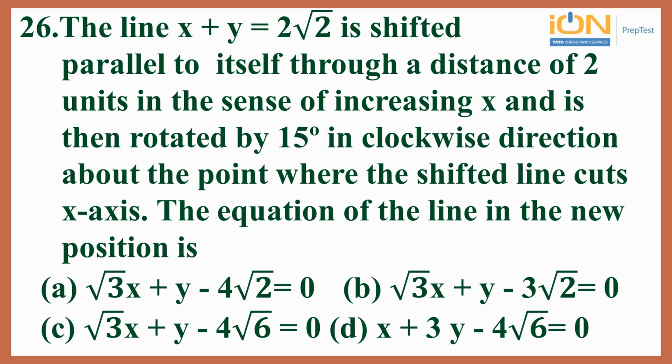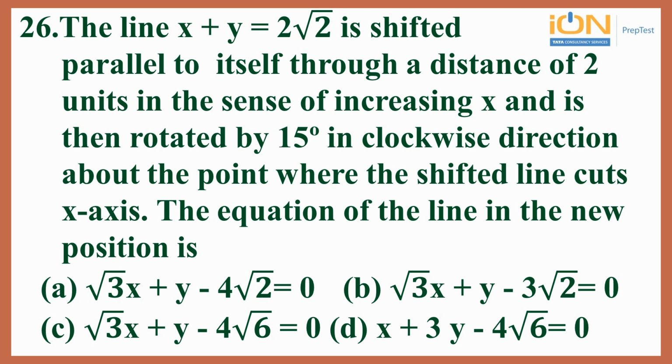Let's move to the next question, question number 26. The line x plus y equal to 2 root 2 is shifted parallel to itself through a distance of 2 units in the sense of increasing x value, and is then rotated by 15 degrees in clockwise direction about the point where the shifted line cuts the x-axis. The equation of the line in the new position is, first option, root 3x plus y minus 4 root 2 equal to 0.